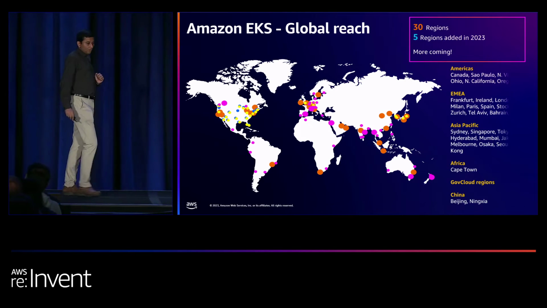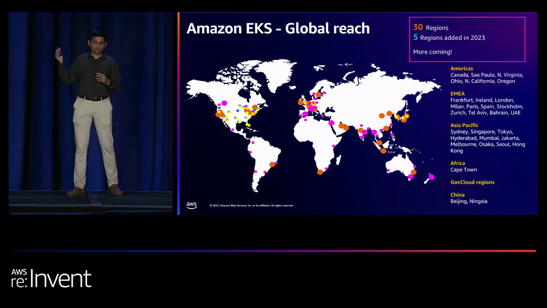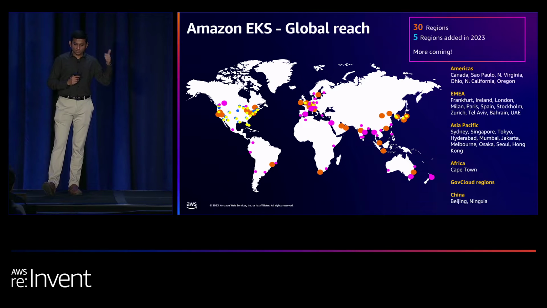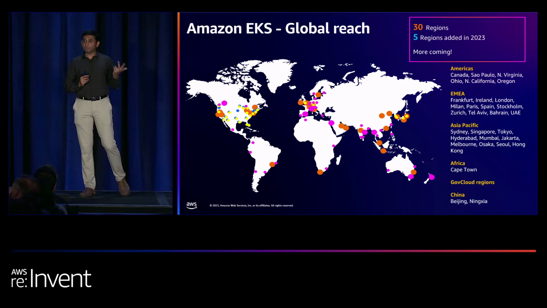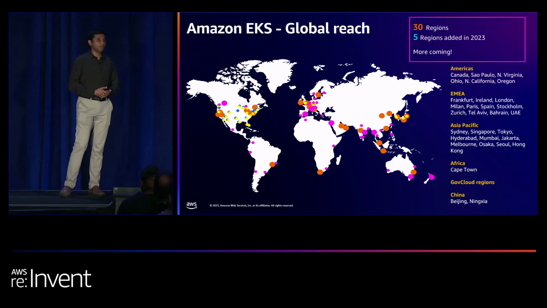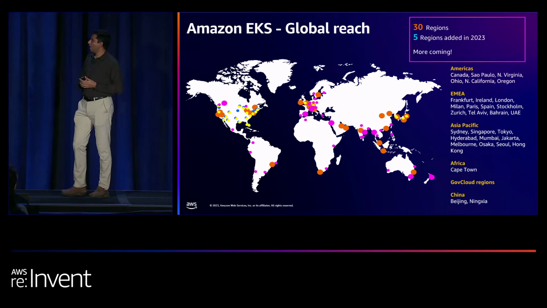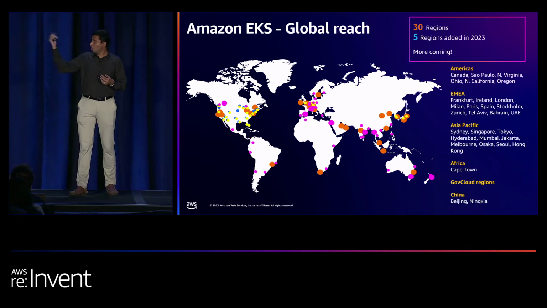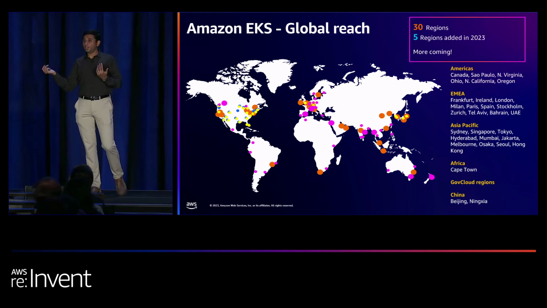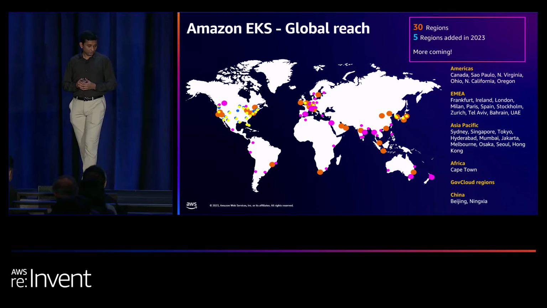So AWS has a global reach across different geographies, and EKS is available across 30 commercial regions. We added support for 5 commercial regions this year in Zurich, Hyderabad, Melbourne, Tel Aviv, and Spain. We have more regions coming. We're constantly building new regions, and we want to make EKS available in all of those regions. Besides that, you can see in that list, you can run EKS in geographies across the Americas, Europe and Middle East, Asia Pacific, Africa, and China. And a lot of our customers, especially the government agencies, run EKS in GovCloud regions.